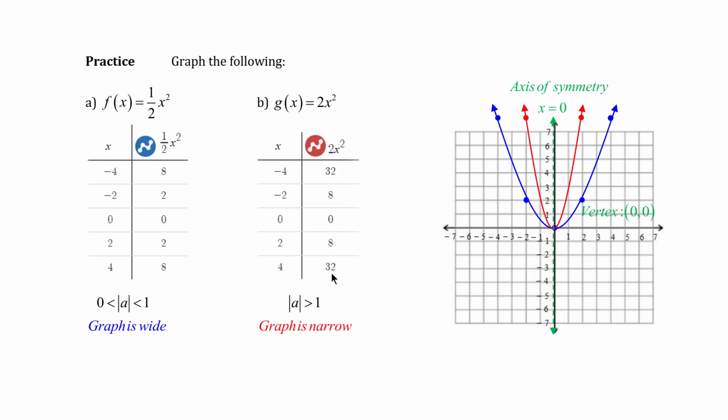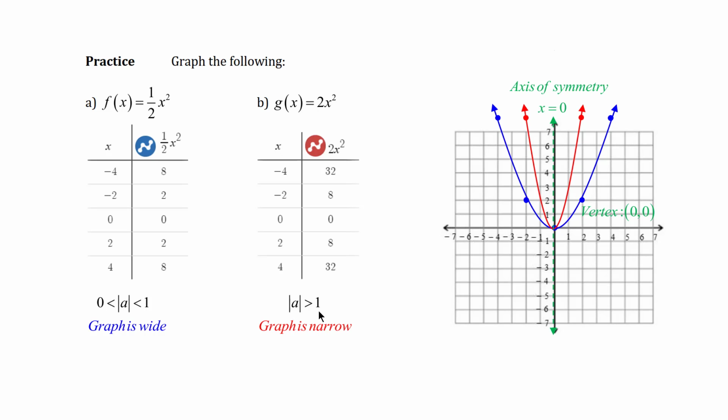For this graph, I'm only going to plot the points -2, 8, which is here, 0, 0 is here, and 2, 8 is over here. Next, we draw a curve through our points. So this is the graph of g of x equals 2x squared. Notice here that this graph is narrow compared to the graph of x squared. The graph of a parabola will always be narrow whenever the absolute value of a is greater than 1.